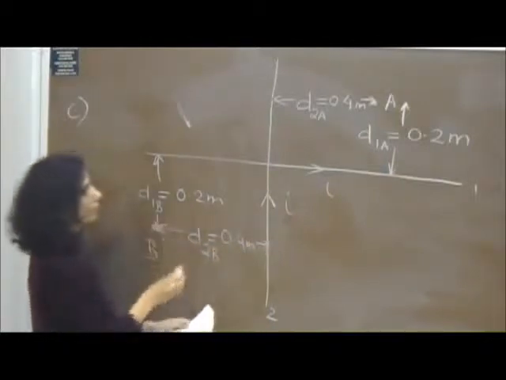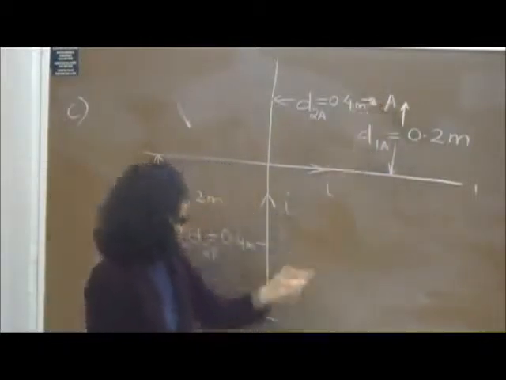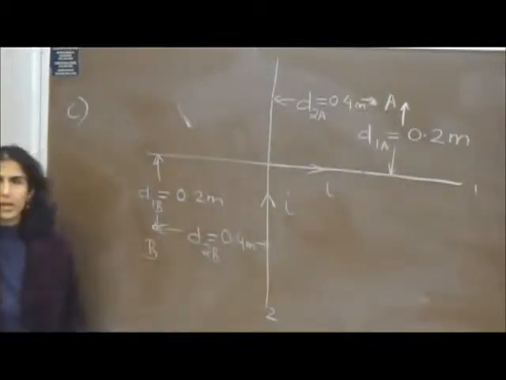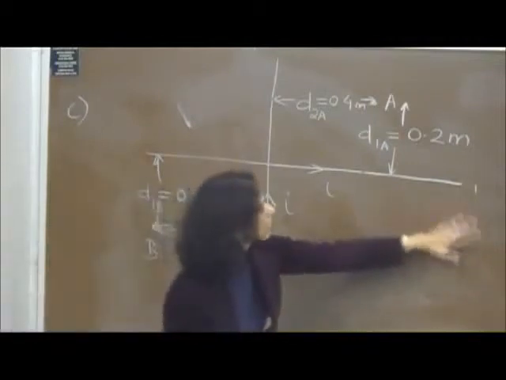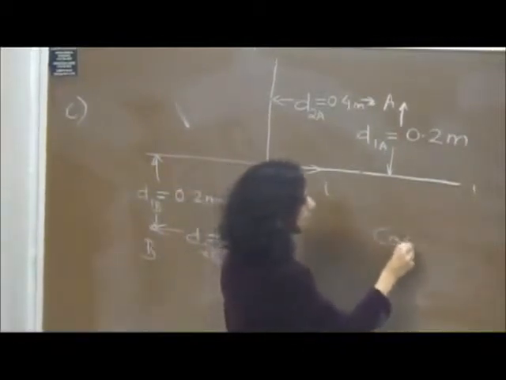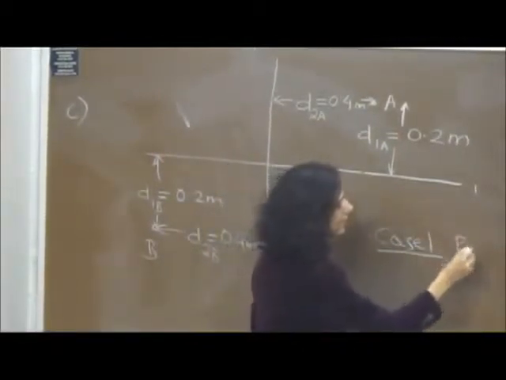The question is asking for the net magnetic field here and the net magnetic field here. Again, the only thing that you really have to work on here is to find the direction of the magnetic field, right? So let's do it one by one. Case one will be point A.